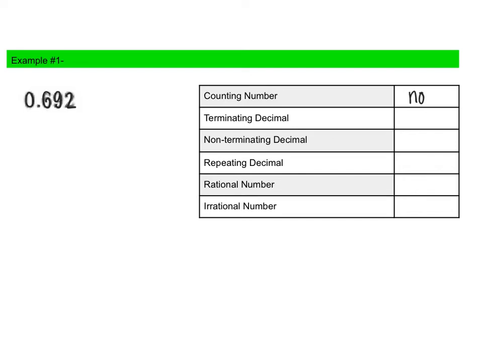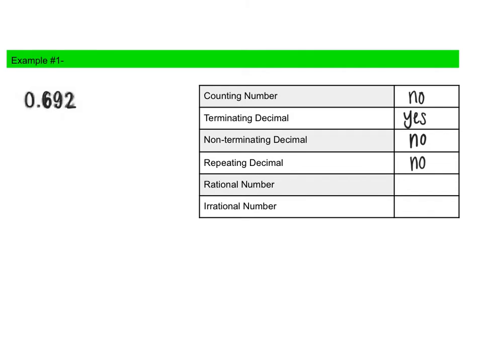Does it end? Well, I don't have anything saying that it's going on forever. There's no dot dot dot, and there's no line over top indicating a pattern. So yes, this is a terminating decimal. It ended right there at the 2. Is it a non-terminating decimal? Well, if it's a terminating decimal, it's not a non-terminating decimal. So it doesn't go on forever. Does it repeat? Nope, there's no repeating sign over any of the numbers.